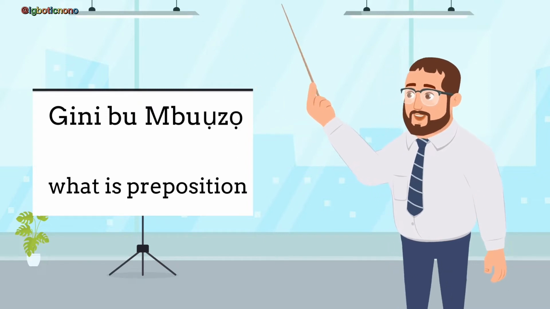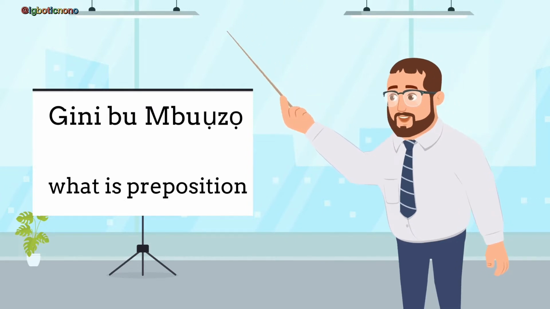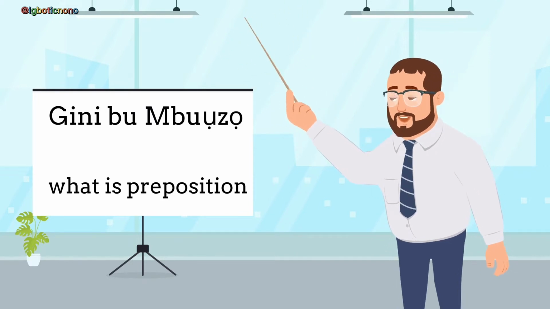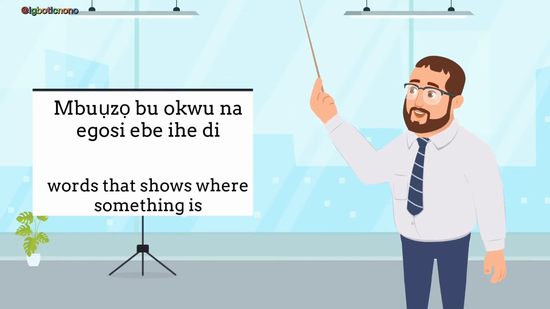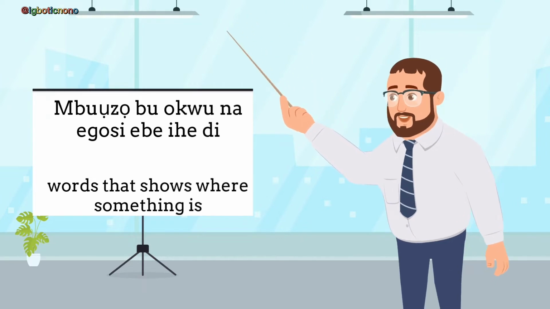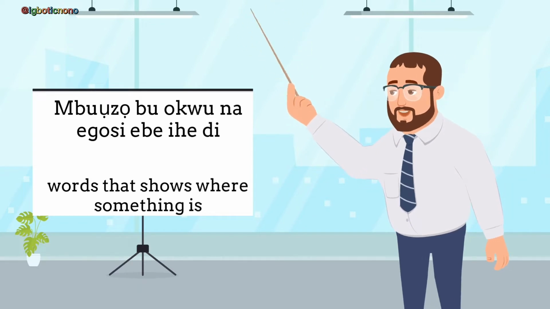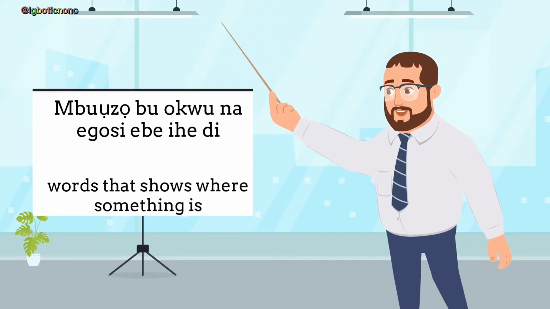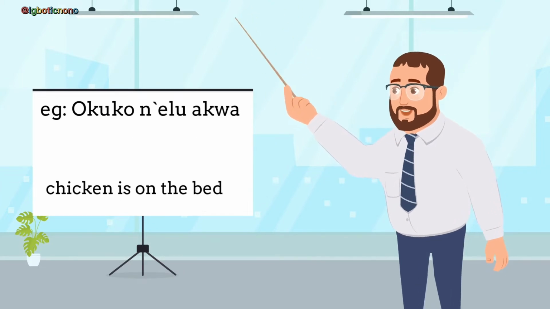What is preposition? Gịnị bụ mbuzo? Words that show where something is. Mbuzo bụ okwu na-egosi ebe ihe dị.